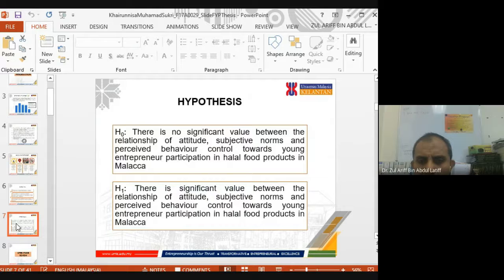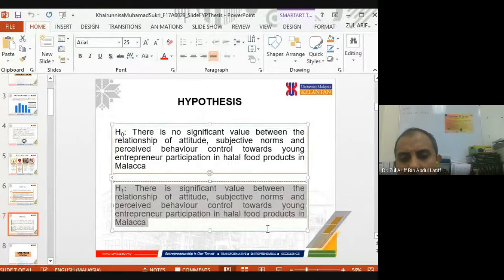And this is the hypothesis. So the person has only one hypothesis with objective two, norms. Okay, H0 is no significant. So we want to reject this, and when we reject this we accept the one below. If not, the word we use is we do not reject. So if we do not reject, it means we reject the alternative. We accept this one, so there is no significant value.